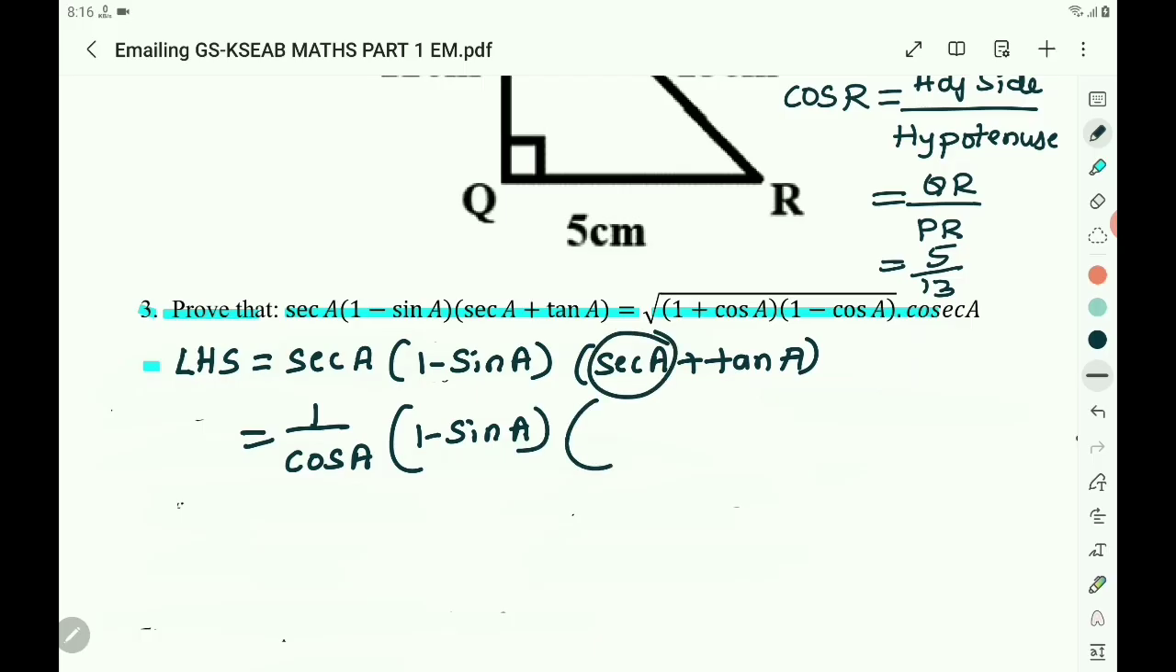Again you write secant A as 1 by cos A. The reciprocal of secant is cos. Then secant A is 1 by cos A, plus express tan in terms of sin by cos. Tan A is sin A by cos A.